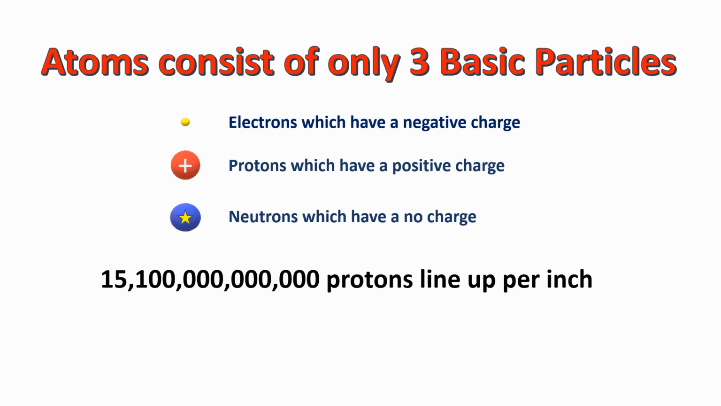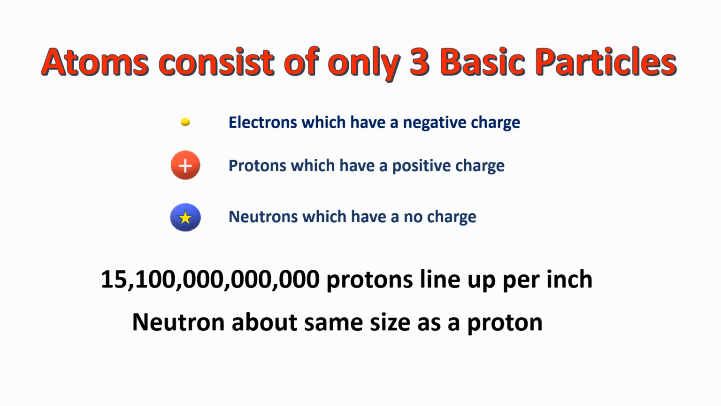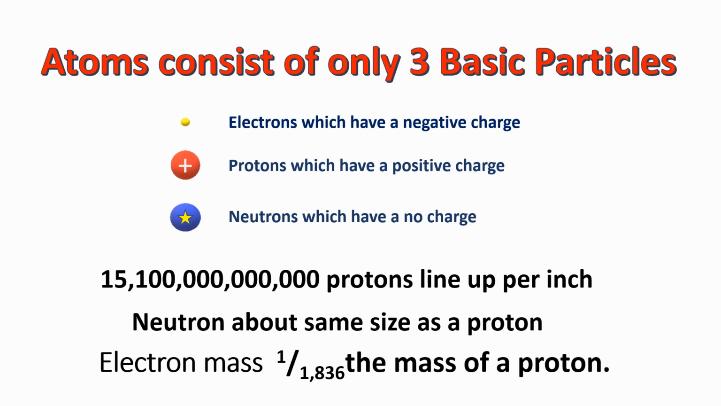If you were to take protons and line them up one next to another, there would be 15,100,000,000,000 per inch. The neutron is about the same size as the proton, so they are extremely small. The electron has a mass that is 1/1836 the mass of the proton. It is very small even when compared to protons and neutrons. It is hard to imagine that particles so small can be so significant to everybody and everything.